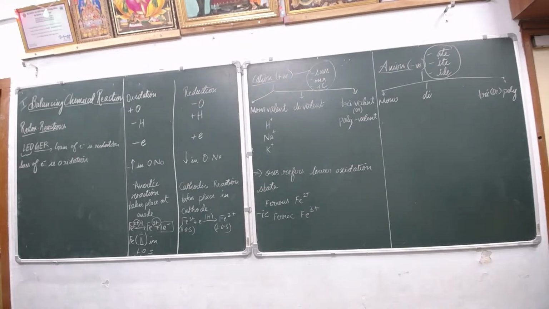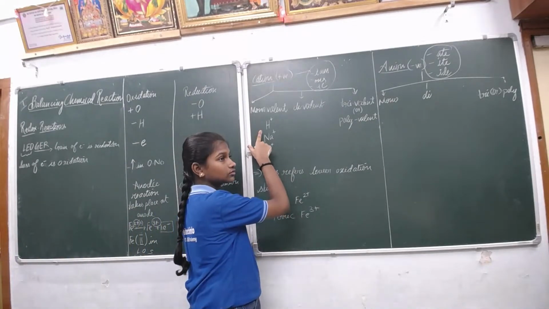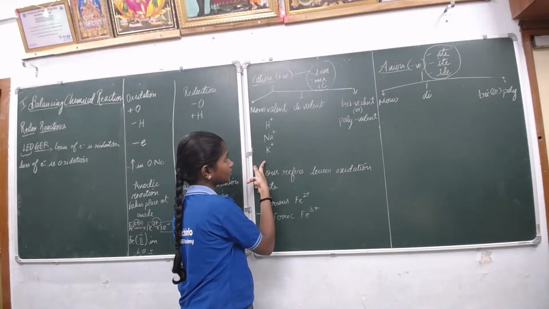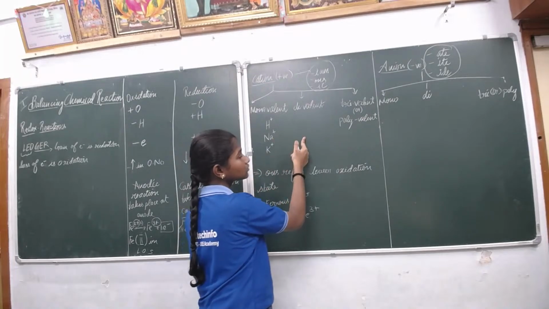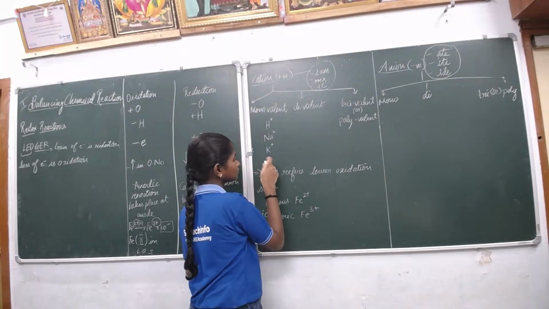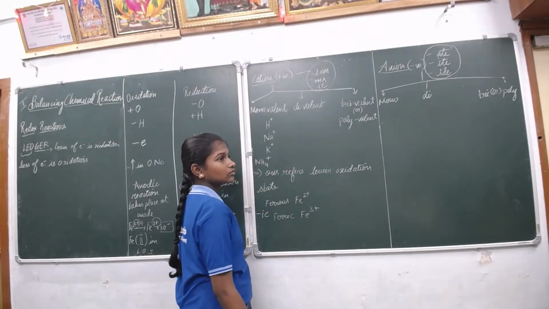Gain of electron is reduction. Now let us go through the examples. Let us come back here. H plus, Na plus, K plus. These are all monovalent cations. Similarly, divalent cation, and it can be a combination of atoms also. That is NH4 plus, ammonium ion. Write down ammonium ion.